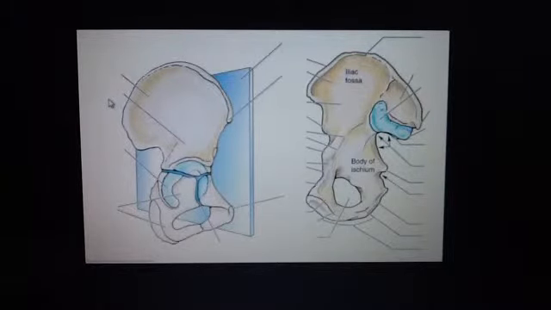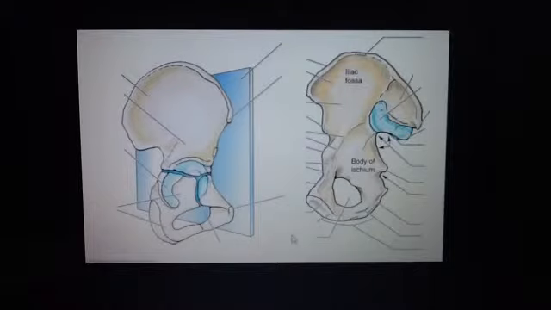Okay, now let's look for the acetabulum. Here is the acetabulum. Where is the ischium? This is the ischium. Okay, how about the pterygiate cartilage? The pterygiate cartilage is right here.